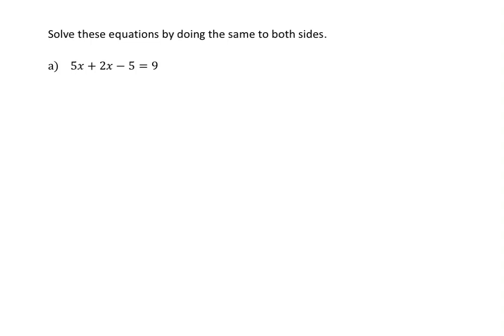In this example, I want to solve the equation by doing the same to both sides. The equation itself is 5x plus 2x minus 5 is equal to 9. The first step is to simplify my original equation by adding any like terms. My like terms are 5x and 2x, and when I add them together, that equals 7x. So my equation is 7x minus 5 is equal to 9.